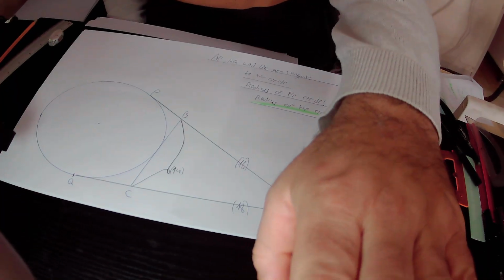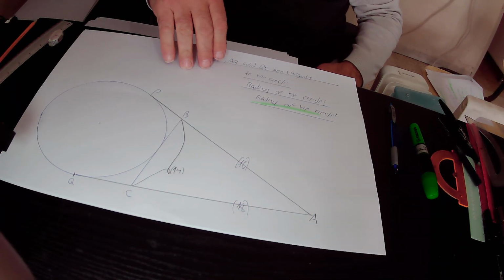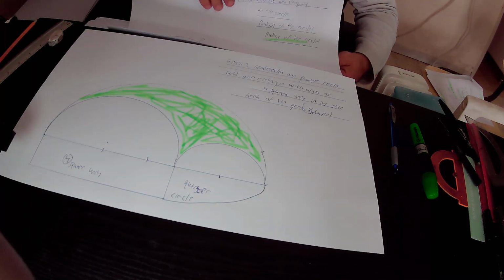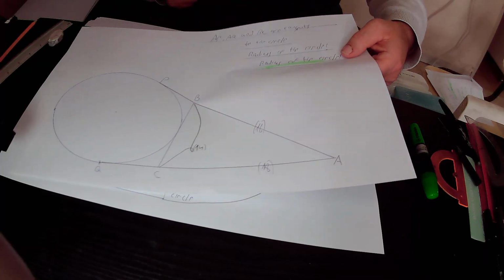And in this lecture we'll answer two questions. In the first question, we find out the radius of this circle, and in the second question, we find out the area of this green shape. So we start with the first question.